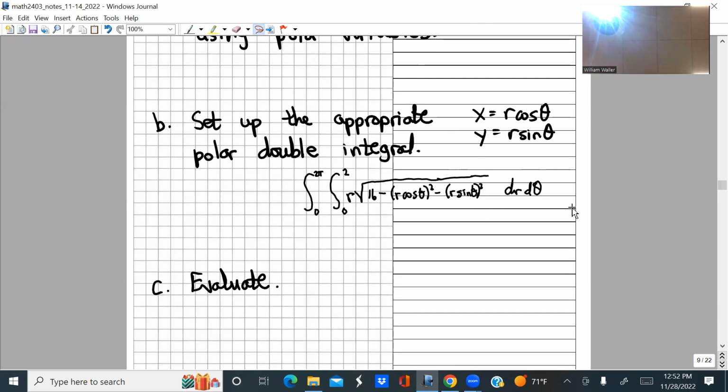Okay, so let's start there. Let's try simplifying things under the square root a little bit, because that's really nasty the way it's written. So let's see, what can we do there? We can, of course, square the r cosine theta and the r sine theta. So we get 16 minus r squared cosine squared theta minus r squared sine squared theta.